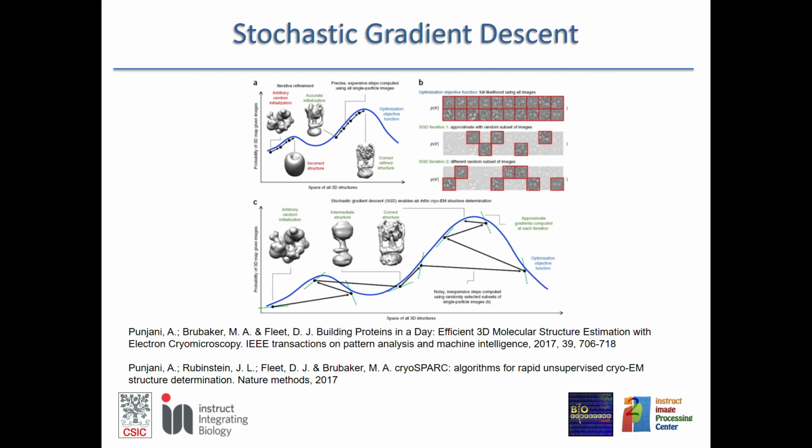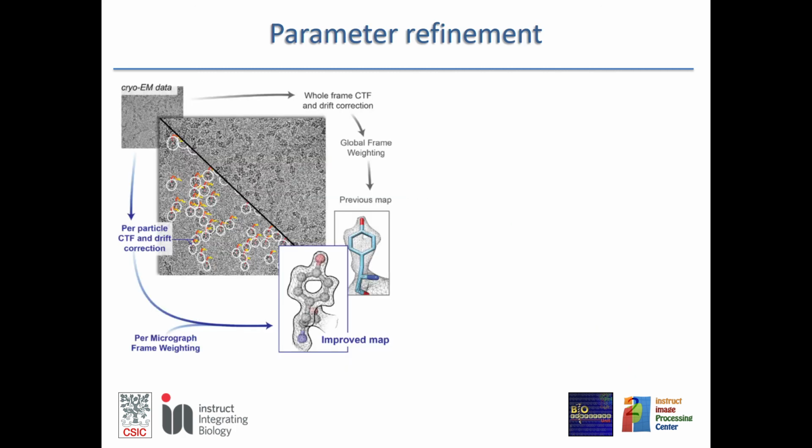and then iteratively update my volume. And something else that I would like to highlight is this parameter refinement that we are doing at the end. So all this polishing is just refining the projector operator, if you want, the A that we had at the beginning, or even the B, changing the B if you want.